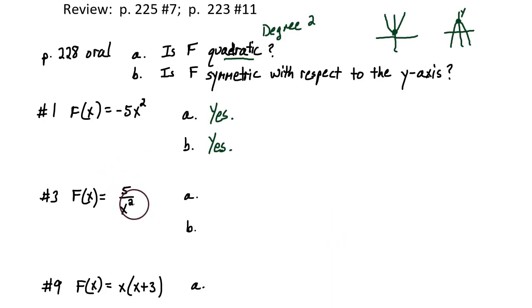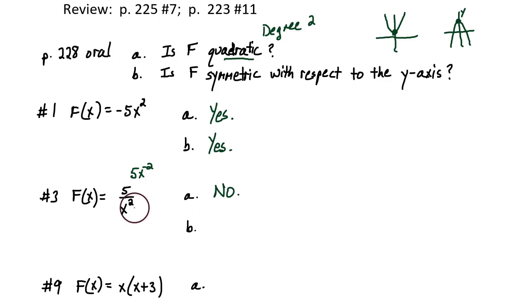Well, it kind of looks like it has an x squared, but it really doesn't. Remember that an x squared in the bottom really means 5 times x to the -2 power. So when you have the -2 power, that is not quadratic. Question B, is the graph symmetric with respect to the y-axis?